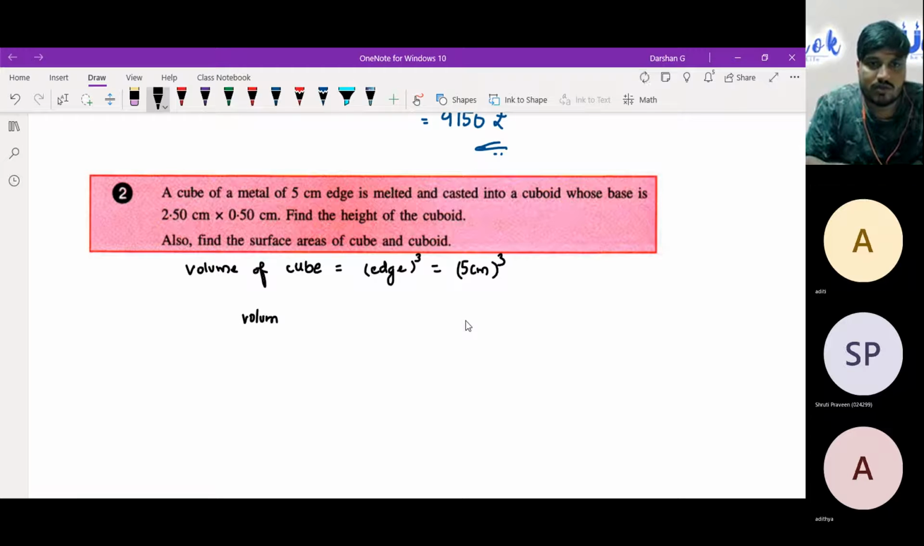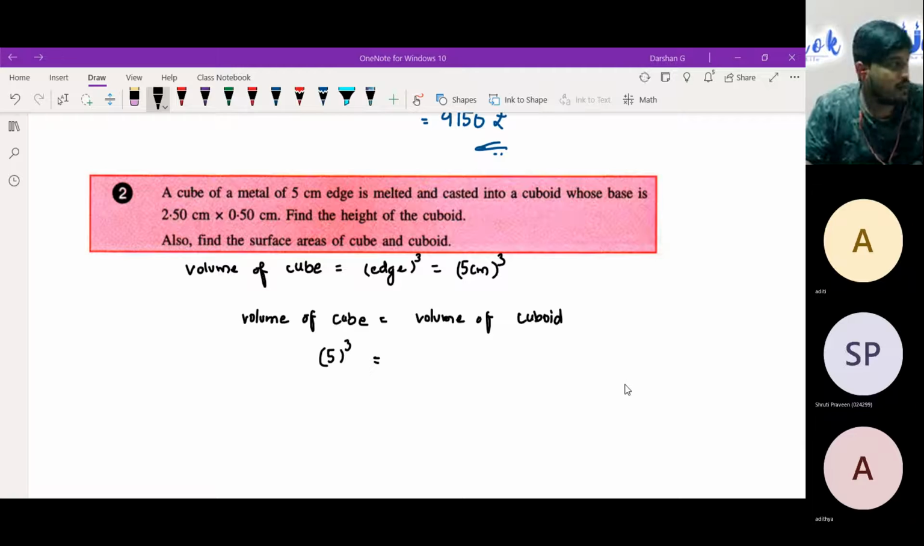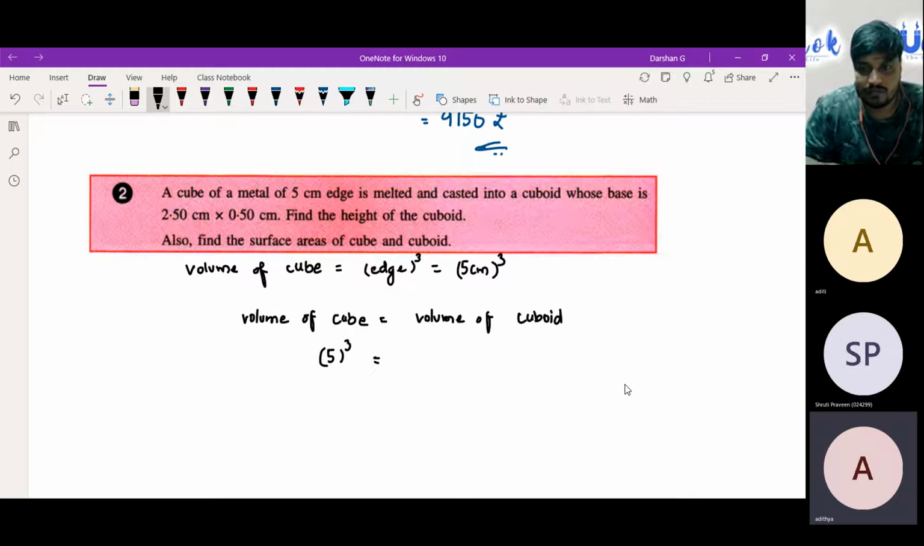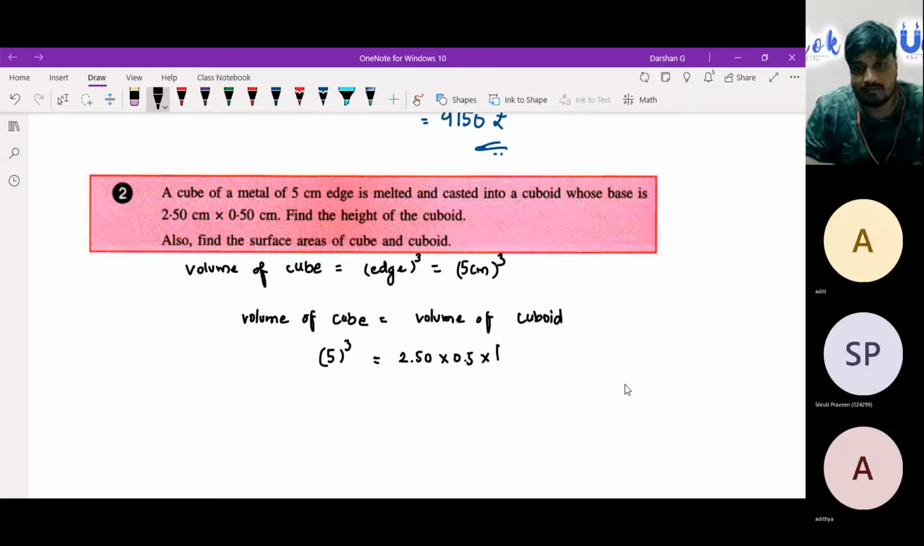So volume of cube equals volume of cuboid. So that will be equal to volume of the cube is 5 cube. What is volume of cuboid? Aditya? 2.50 into 0.50 into x. 2.5, correct. 2.50 into 0.5 times height, because we know length and breadth, and that is why we are considering it as height. So can you find height and tell me the answer?